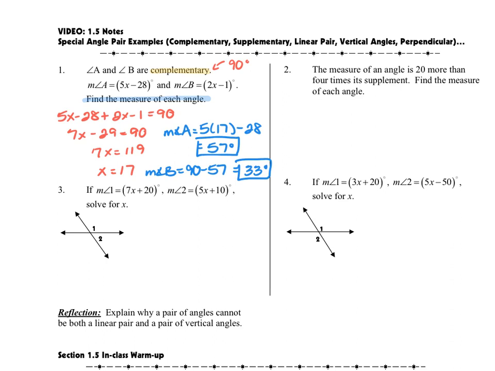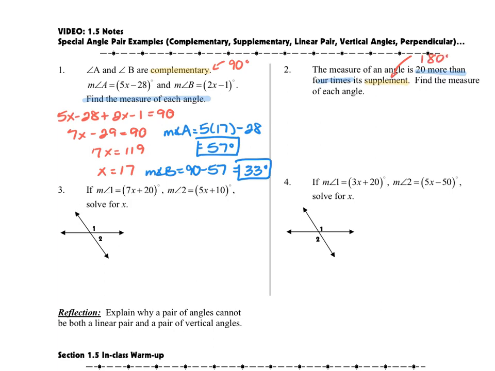On our next example, I like having these two examples side by side, because on the next example, instead of giving us direct expressions for each angle, it gives us a relationship between the two angles. So as we read it, what we're going to find is that the measure of the angle, instead of giving us that expression, tells us it is 20 more than 4 times the supplement. So we've just got to read that very carefully, and then in the end, we're going to have to actually find the measure of each angle. So we know supplementary angles are going to add to 180.